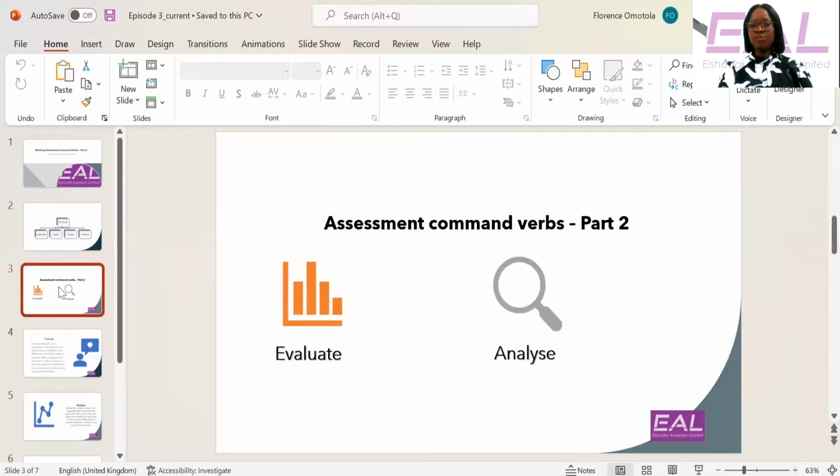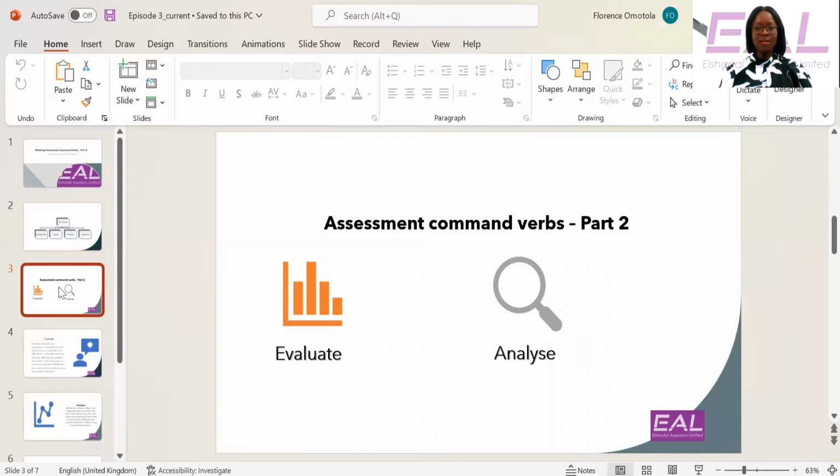So we're going to go to the business of today. What do we have today? We have evaluate and analyze. So you can imagine, even looking at the little picture that is showing on the screen with the evaluate and analyze.